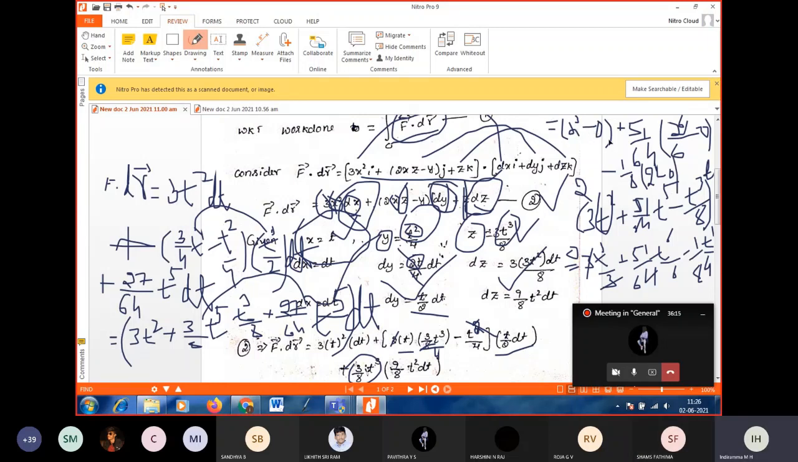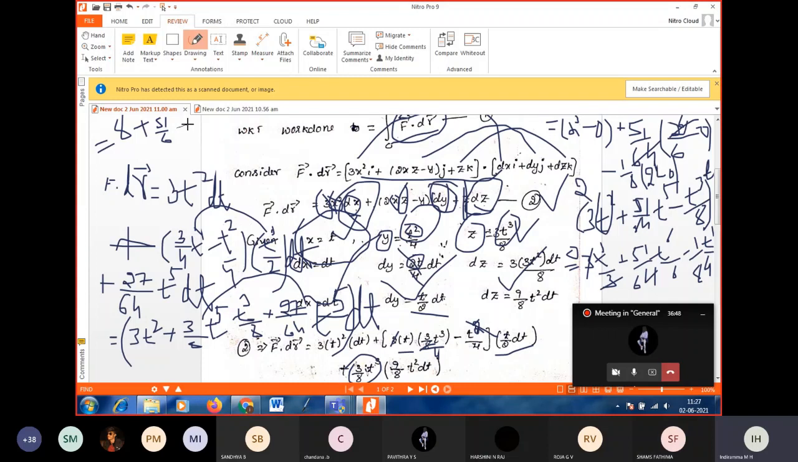So 2 cube is what? 8. Plus 51 by 64 into 2 power 6, which is 64. This 64 and this 64 cancel. So plus 51 by 6. Correct? Is it right? The second term is 51 by 6.